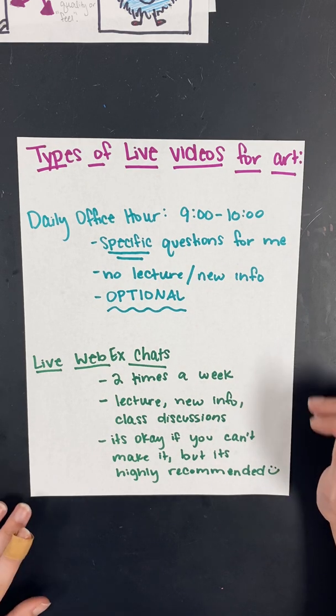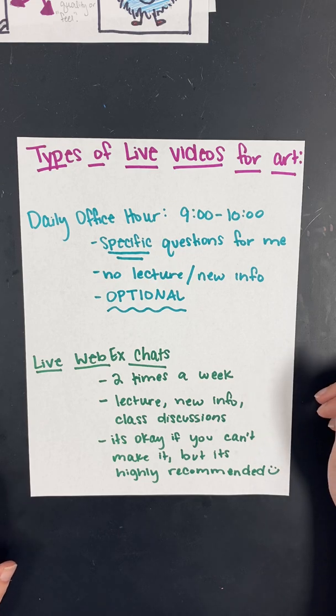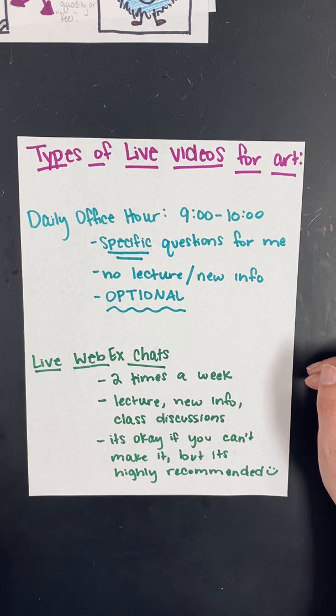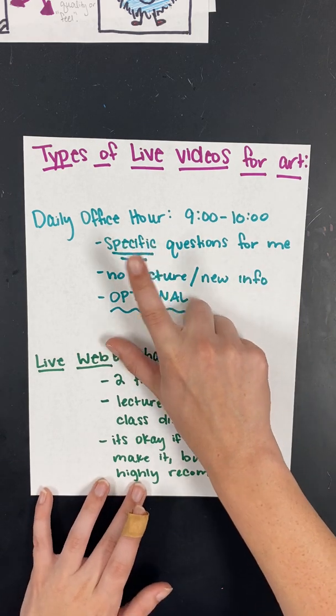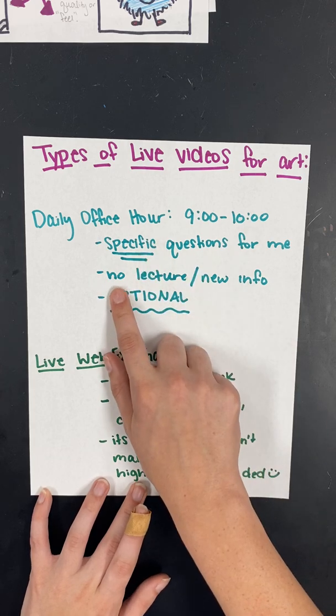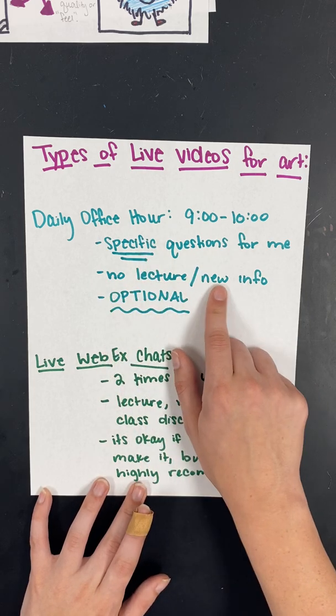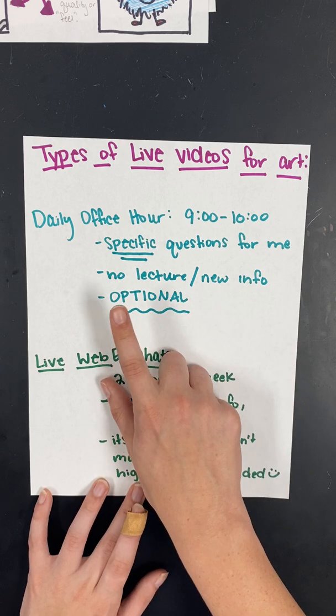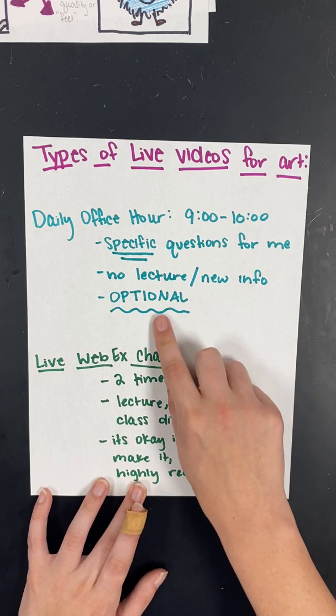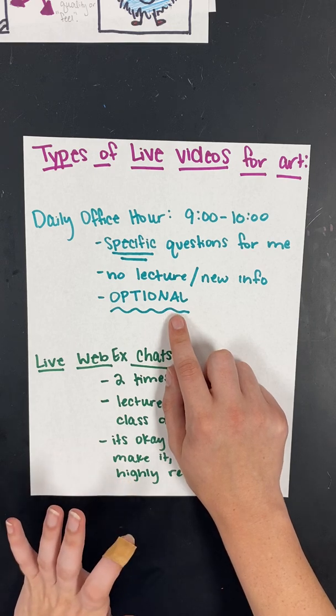If I take a few minutes to get to you, I'm sorry. I try to get to everybody as fast as I can. I might be talking to somebody else in another chat room at the time. But that's for specific questions for me. I'm not going to lecture or anything during this time. There's not going to be any new information I'm going to give you during this time. It's completely optional. Okay, and that's really the part everyone I think is kind of getting confused with.